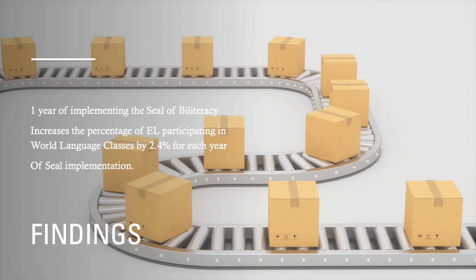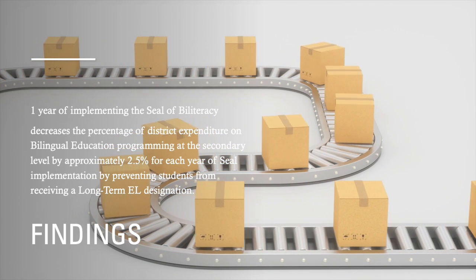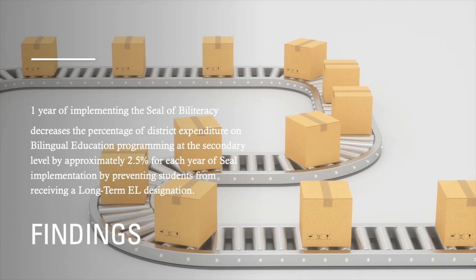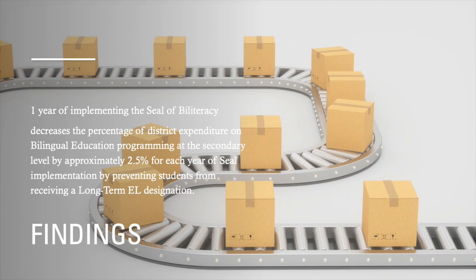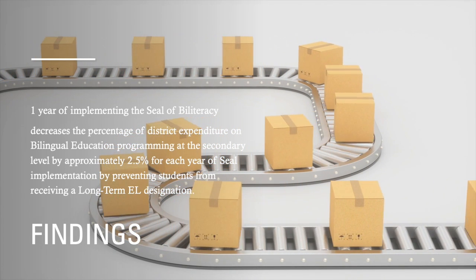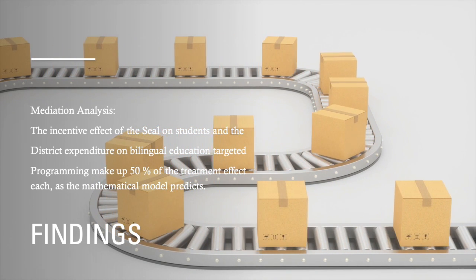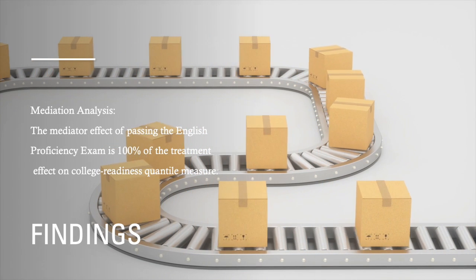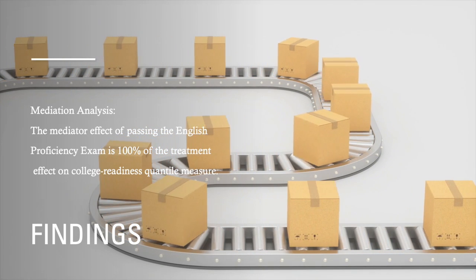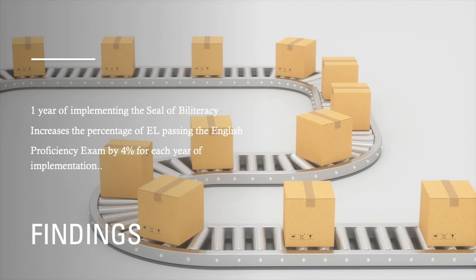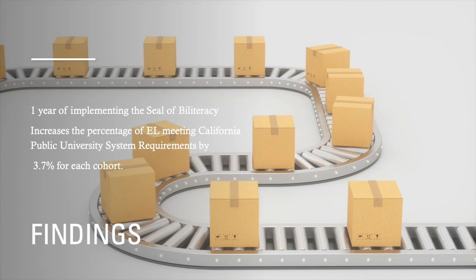The total savings from district expenditure in EL programming is 4%: 2.5% by reducing costs from having fewer long-term EL students in the population, and 1.5% by shifting funds from other departments or areas, from the ability to use discrete funding rather than categorical aid that has limitations, as well as increasing the college-ready EL population by 3.7% upon graduation, with a 50-50% mediation analysis split in treatment effects.